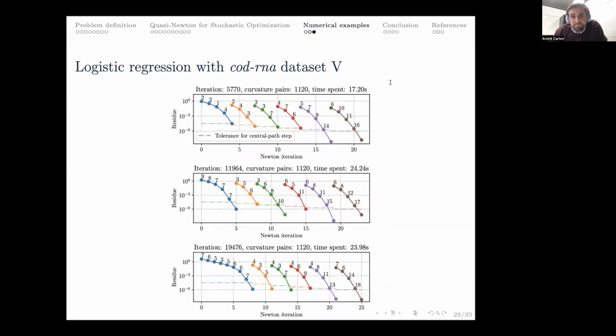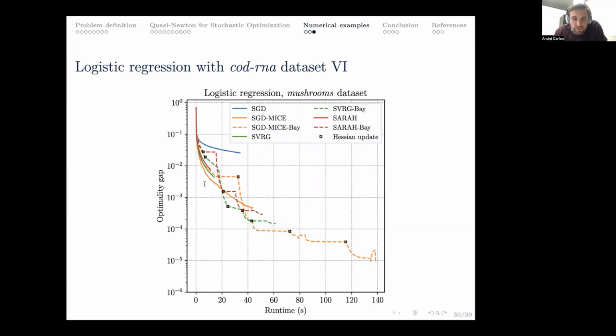Now here, it took a bit longer. Of course, this problem has much larger dimensionality. So it's taking roughly 20-something seconds to find these Hessians in each case. But still, what we see here is something interesting.